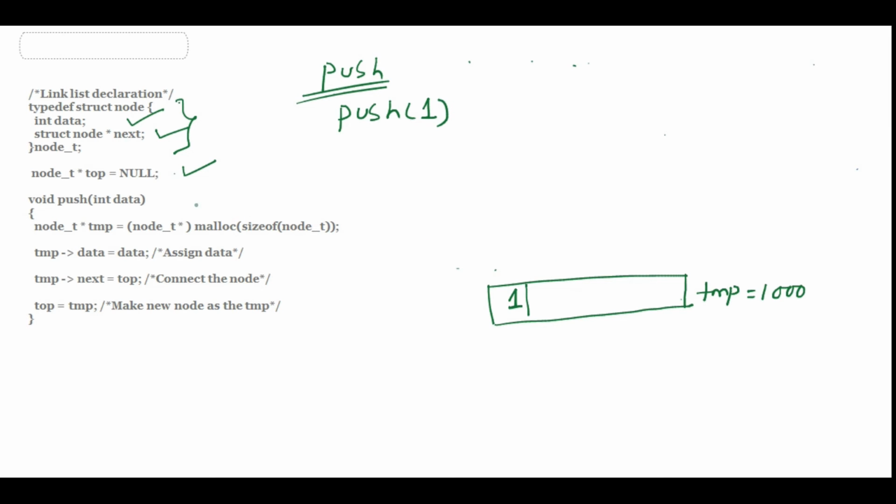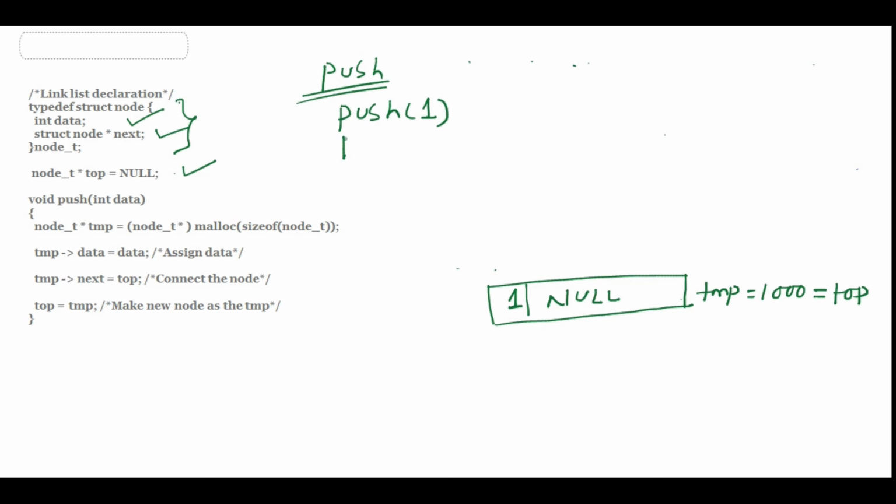Top is initially null, so this will be null. Now top equal to temp, so this will be the top. In this way we inserted our first element into the stack using linked list.